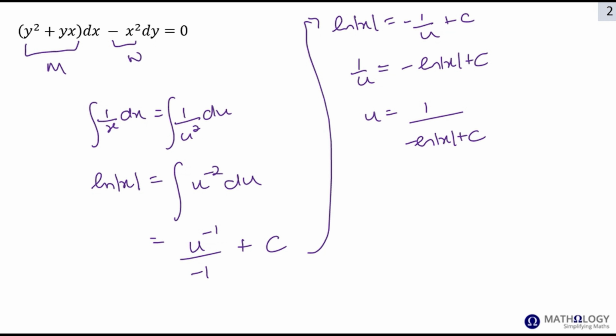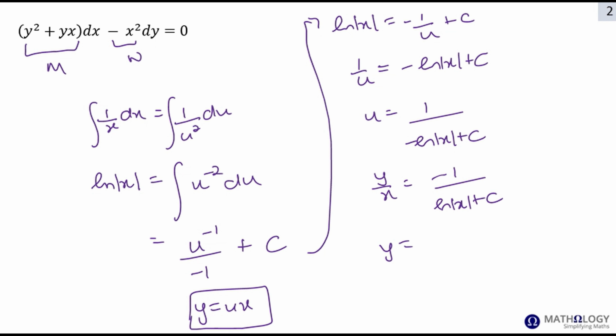Again, the substitution we used was y equals ux, so u is y over x. So y over x equals minus 1 over ln x plus c. y equals minus x over ln x plus c.